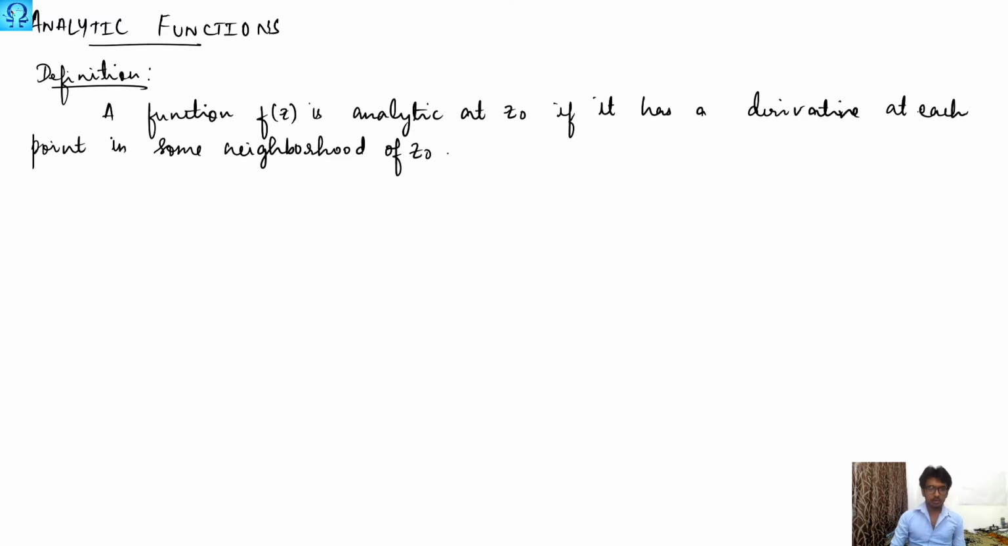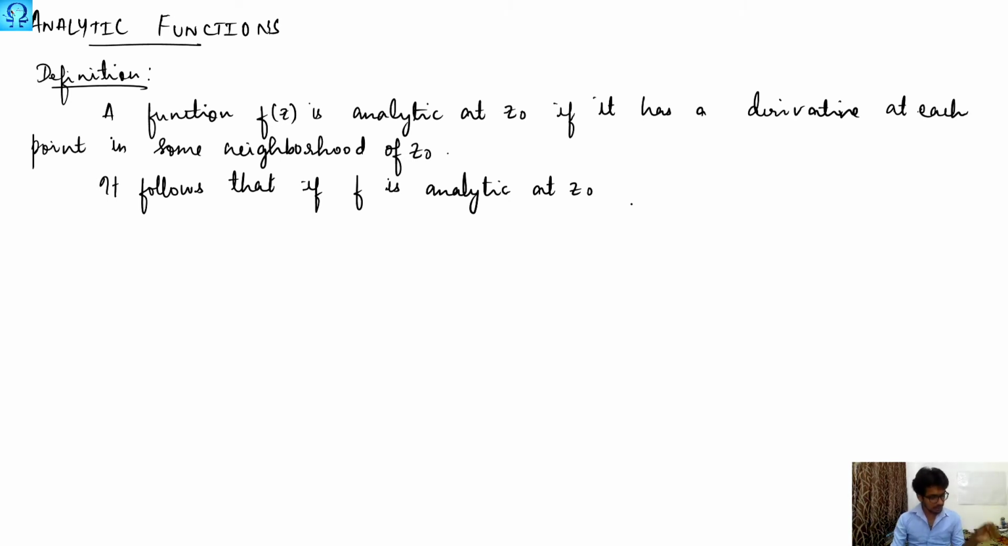Okay, so from this it follows that if f is analytic at z naught, it must be analytic at each point in the neighborhood of z naught.